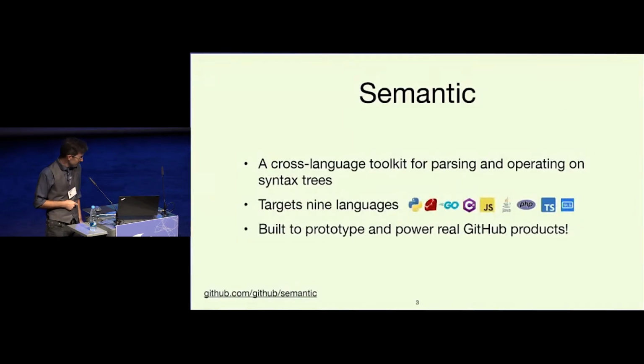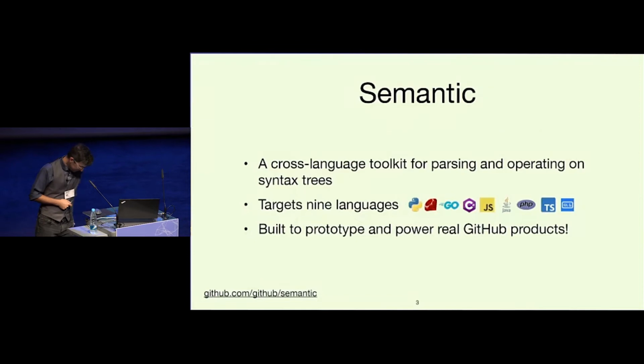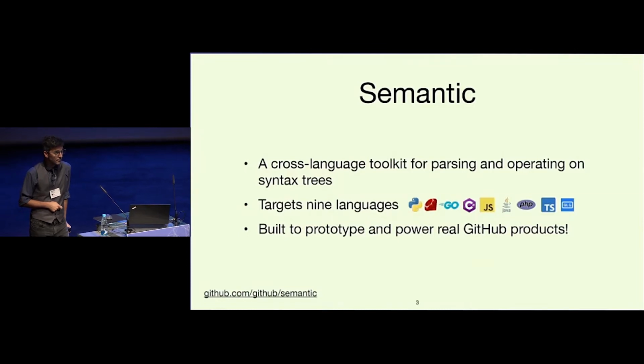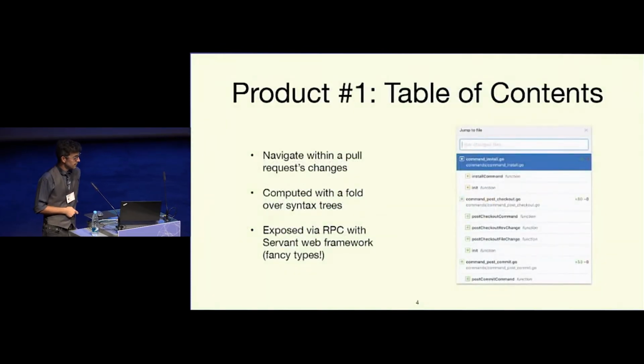So one of the tools that we've built to try and understand and comprehend the corpus of code on GitHub is called Semantic. It's written in Haskell, and it supports 9 separate programming languages. We'll get into those later. And we built it to prototype and to power real, actual, honest-to-goodness GitHub products that actual people use. Products like, for example, the table of contents.